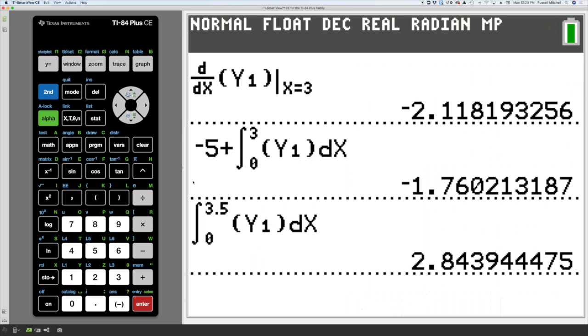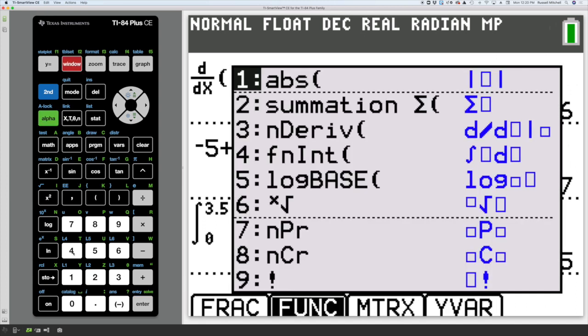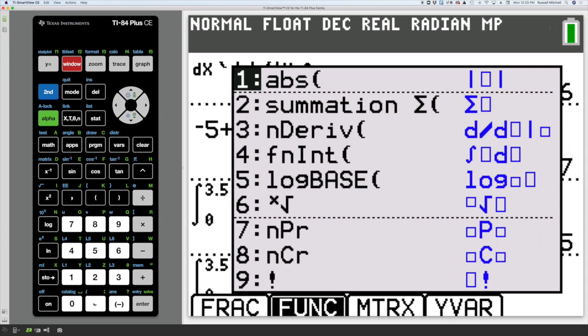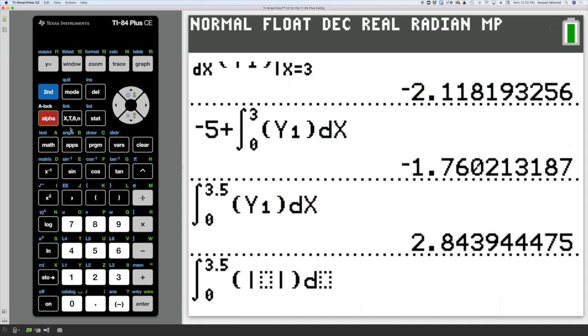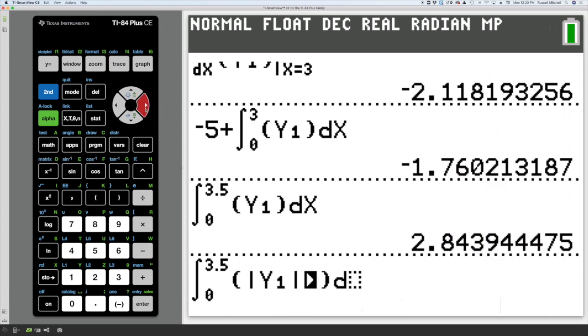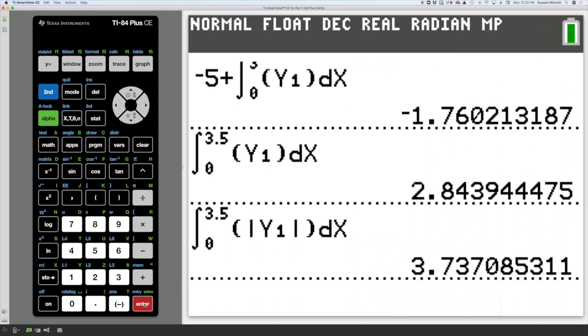Now we want to do the absolute value of this, okay. So again, we're going to integrate, so alpha window, function integrate, so 0 to 3.5. But now before we put y1, we want to do the absolute value. So that's alpha window, and number 1 is the absolute value function, and then the absolute value of the velocity, which is stored in y1, and then dx. Okay, and we get 3.737, okay? So let's go back to our paper and record these two values.